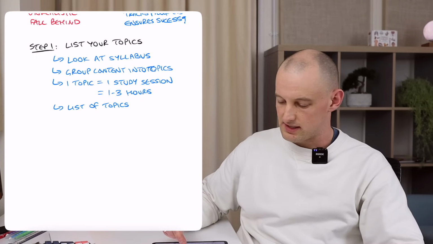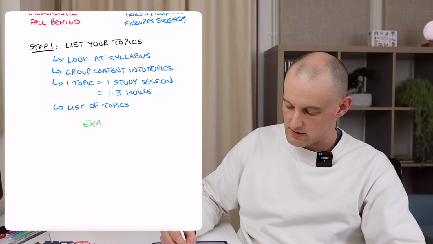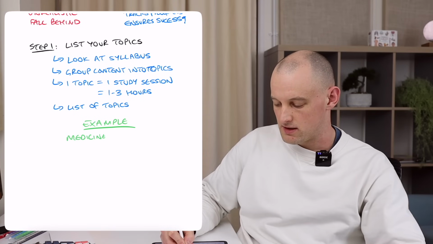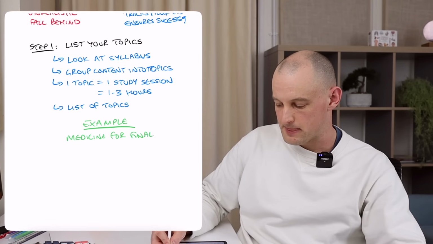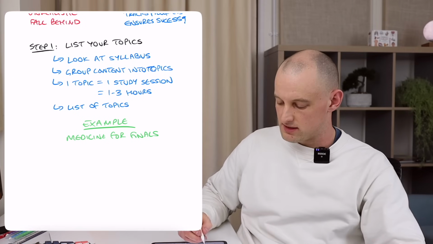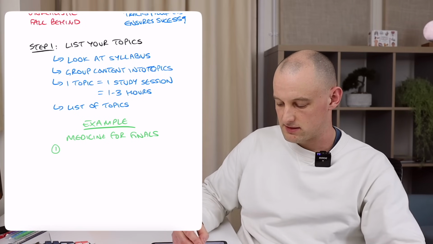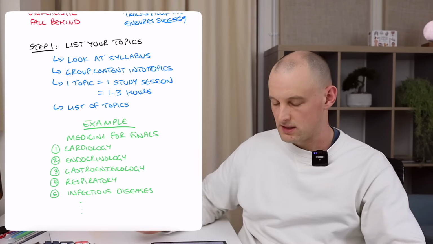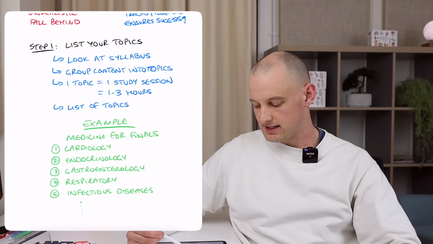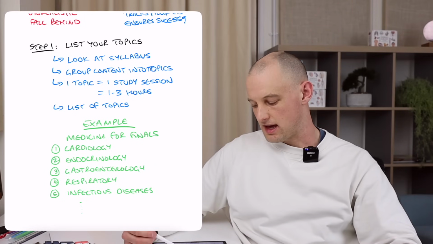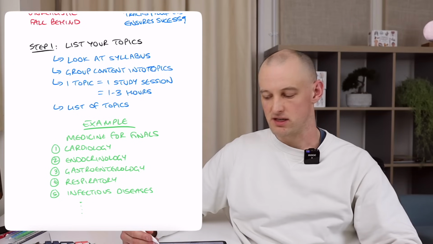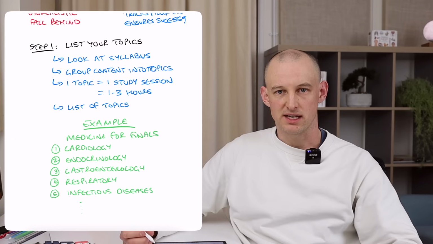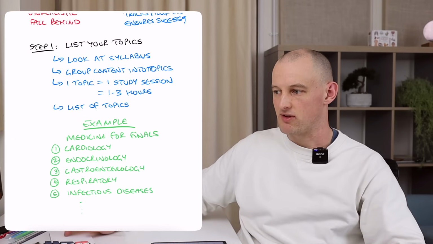So for example, let's do an example here. So this would be for medicine for finals. Okay, so this is our example. So we've now got a list of topics. So let's go through and make a list. So I'll stop there. So essentially you've got a list like this, and the list could be 10 topics long, 20 topics long, 30 topics long if you've got a massive exam like finals, but they're all grouped into big topics. So this is the first step, create a list.